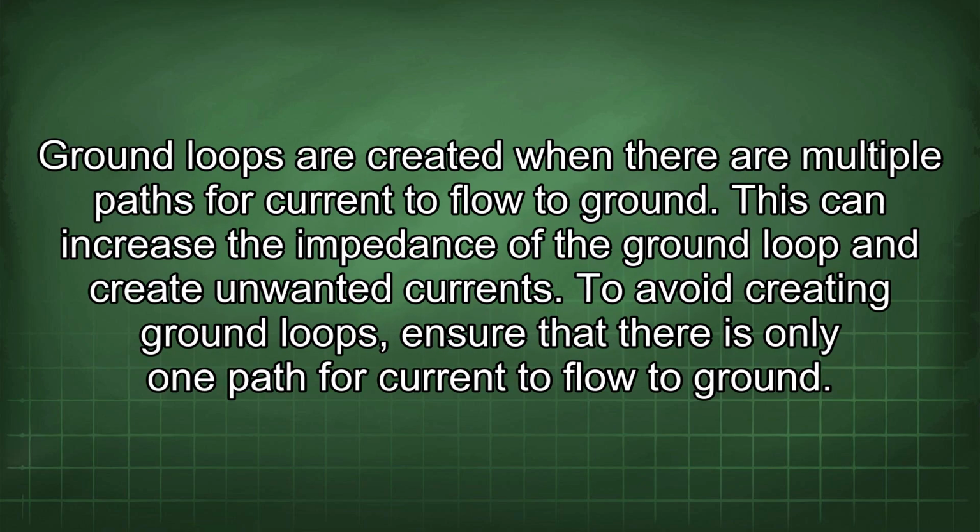Ground loops are created when there are multiple paths for current to flow to ground. This can increase the impedance of the ground loop and create unwanted currents. To avoid creating ground loops, ensure that there is only one path for current to flow to ground.